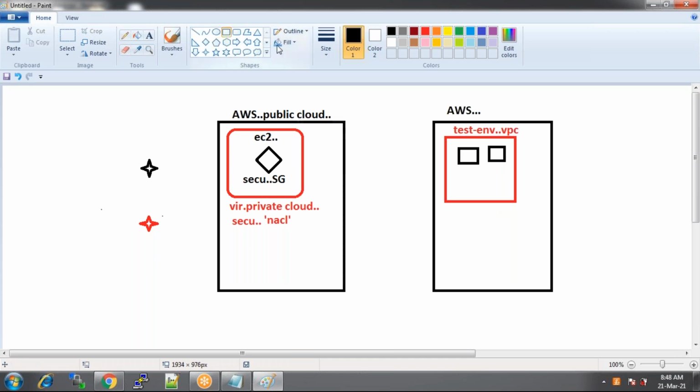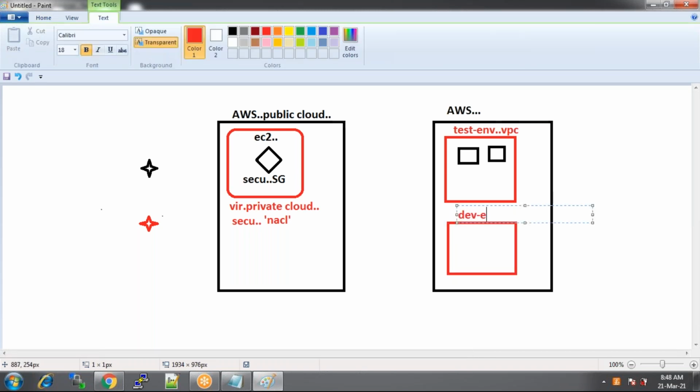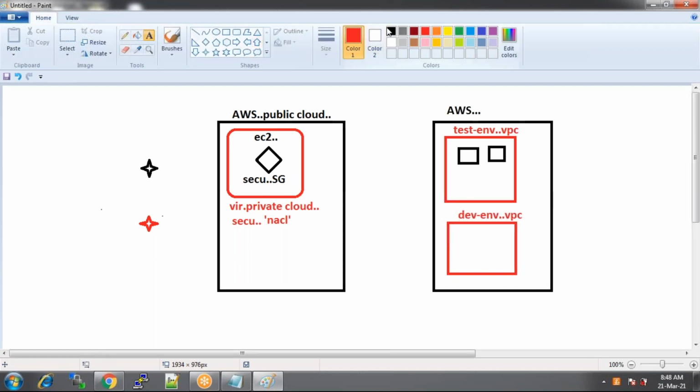Or else, I have a particular development environment. So I'm going to create a dev environment, and this is the dev VPC, and there we have instances. I will be creating instances only in this dev VPC. These servers or instances can be accessed only by the development teams. So this is how you create environments at the project level or real-time level.